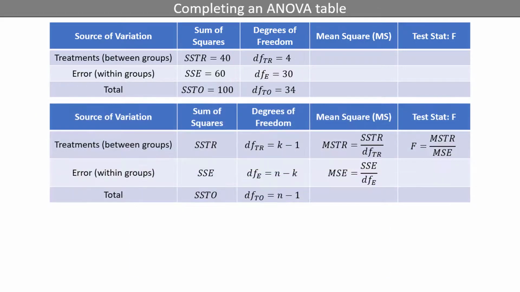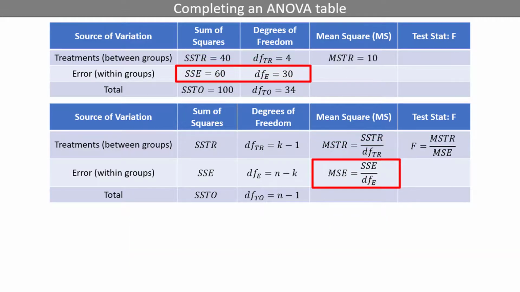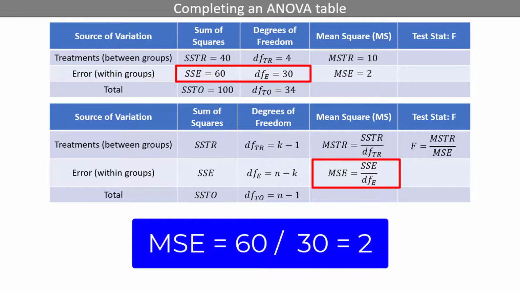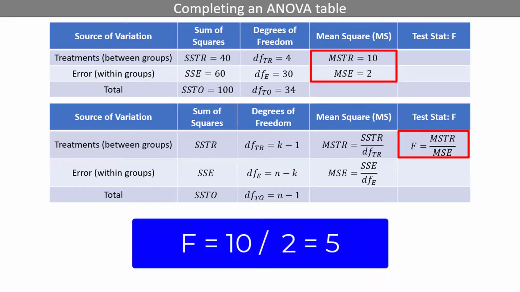If we recall the other formulas, the mean square treatment is just the sum of squares treatment divided by the degrees of freedom treatment. So we have 40 divided by 4, which is 10. The mean square error is just the sum of squares error divided by the degrees of freedom error. So we have 60 divided by 30, which is 2. The F test statistic is just the mean square treatment divided by the mean square error. So we have 10 divided by 2, which is equal to 5.